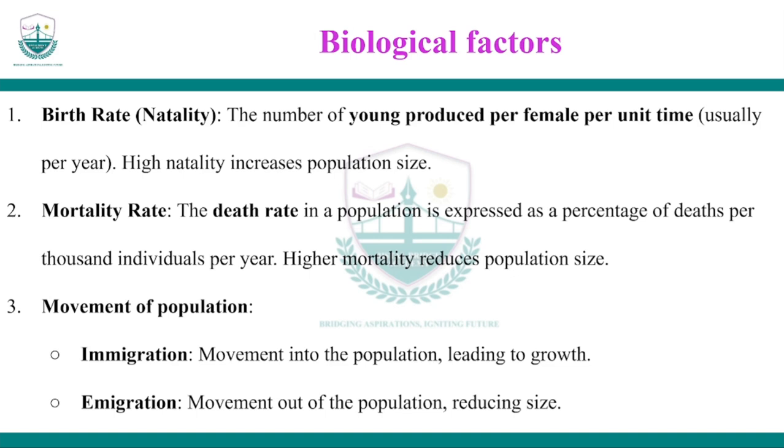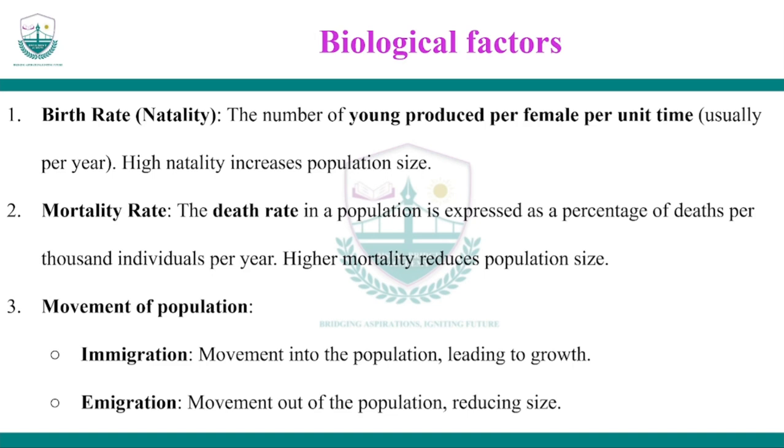When the birth rate is greater than the mortality rate, the population grows. When the mortality rate is greater than the birth rate, population declines. Understanding this balance is critical for managing wildlife, agriculture, and even human populations.